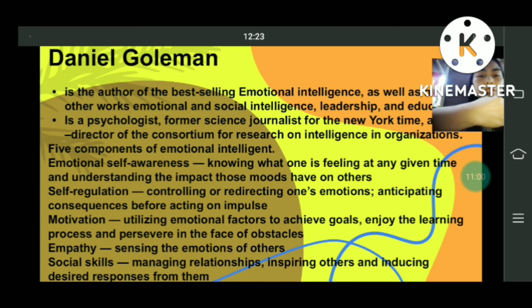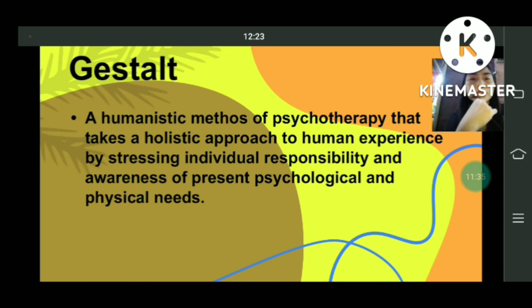Self-regulation. It is controlling or directing one's emotions, anticipating consequences before acting on impulse. Third, motivation. Utilizing emotional factors to achieve goals, enjoy the learning process, and persevere in the face of obstacles. Empathy. It is sensing the emotions of others. And lastly, social skills. Managing relationships, inspiring others, and inducing desired responses from them.